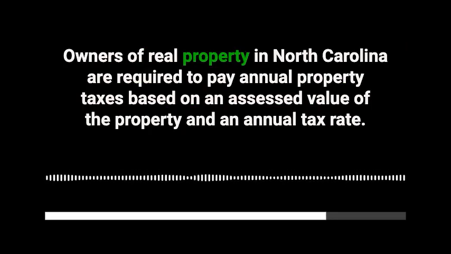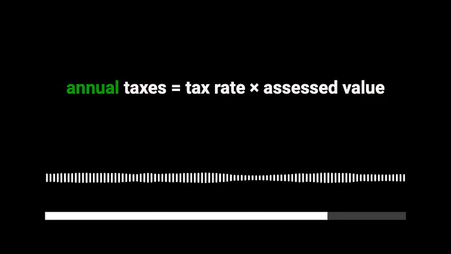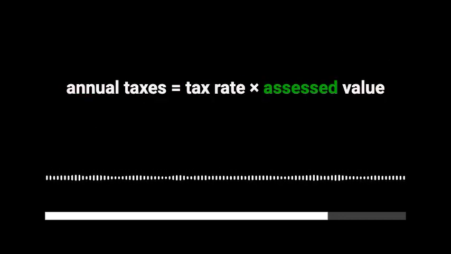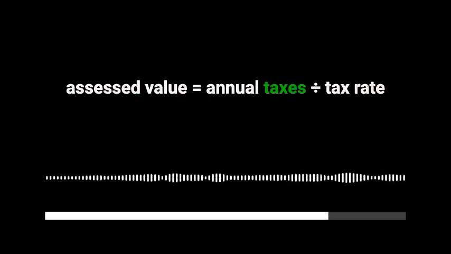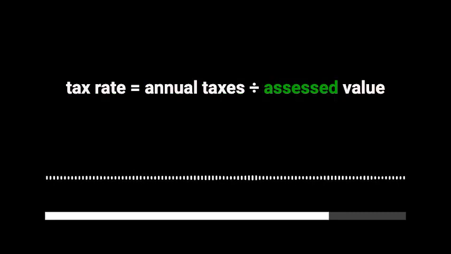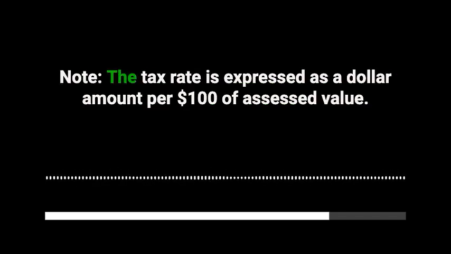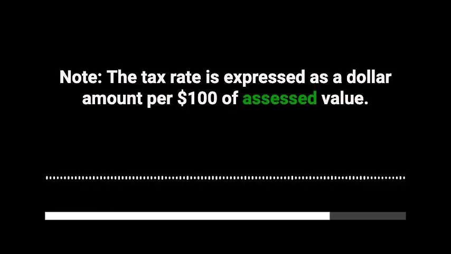Property taxation, property taxes. Owners of real property in North Carolina are required to pay annual property taxes based on an assessed value of the property and an annual tax rate. Formulas: Annual taxes equals tax rate times assessed value. Assessed value equals annual taxes divided by tax rate. Tax rate equals annual taxes divided by assessed value. Note, the tax rate is expressed as a dollar amount per $100 of assessed value.